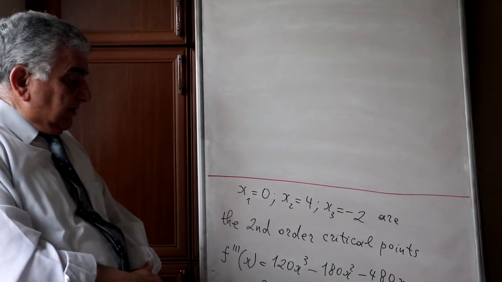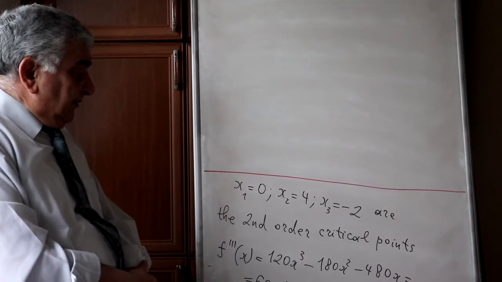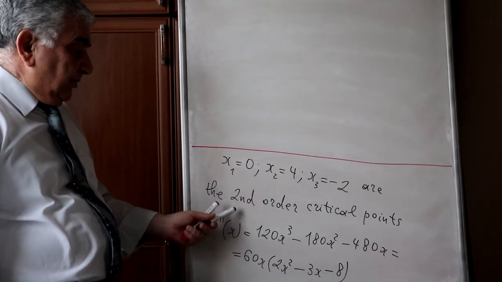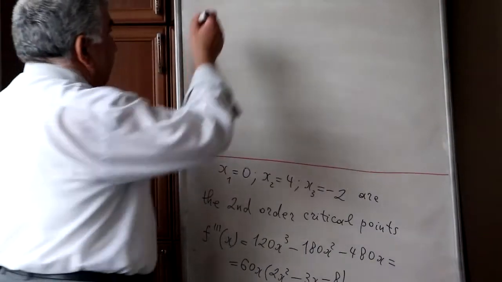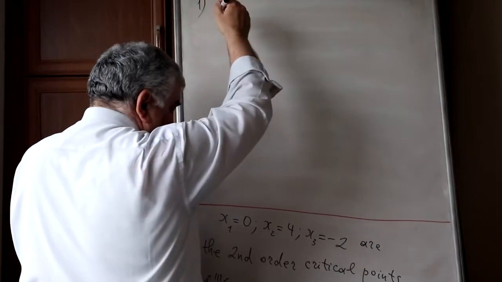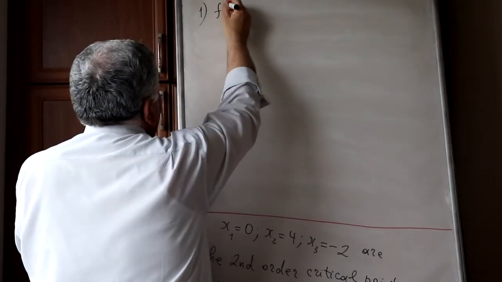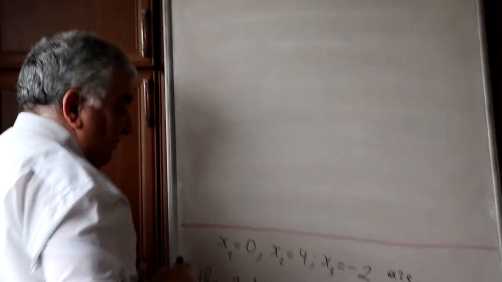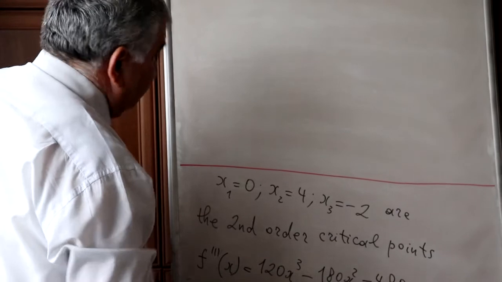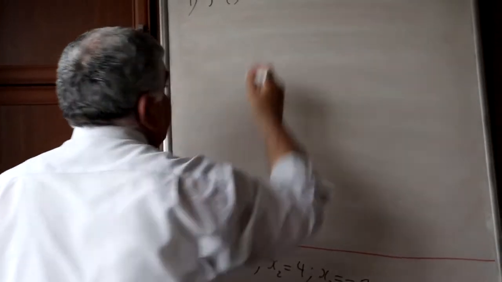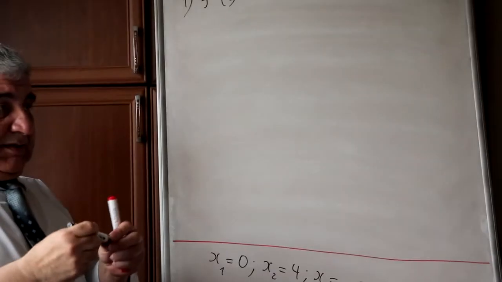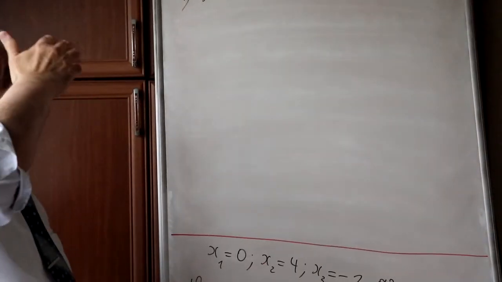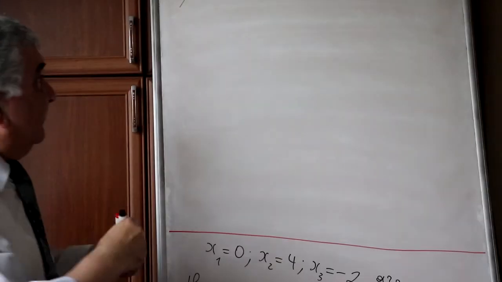Then calculate the third derivative at the first critical point. The first critical point is 0. Calculate f triple prime at 0. And for this substitute 0 instead of x. We obtain 0. It means we must find the next order derivative, that is the fourth derivative.